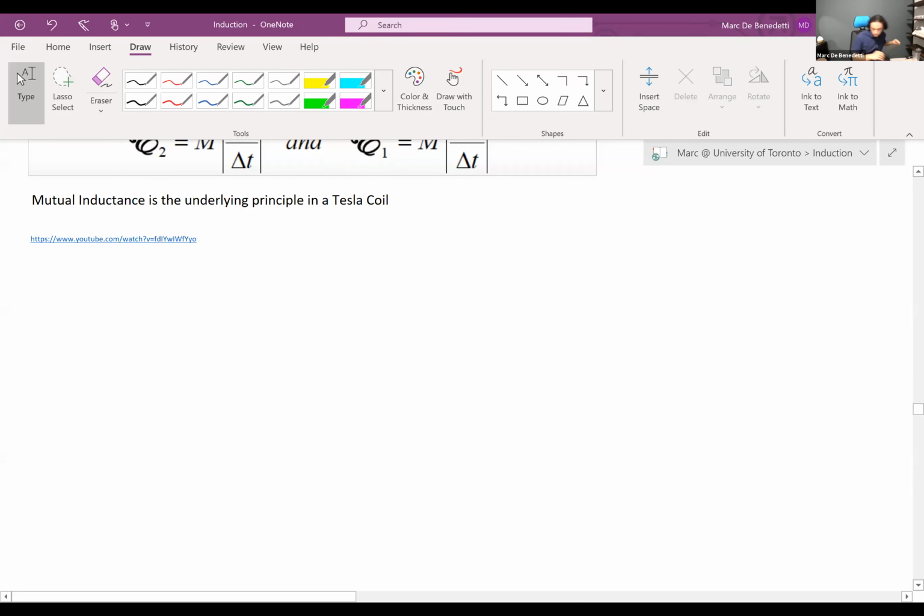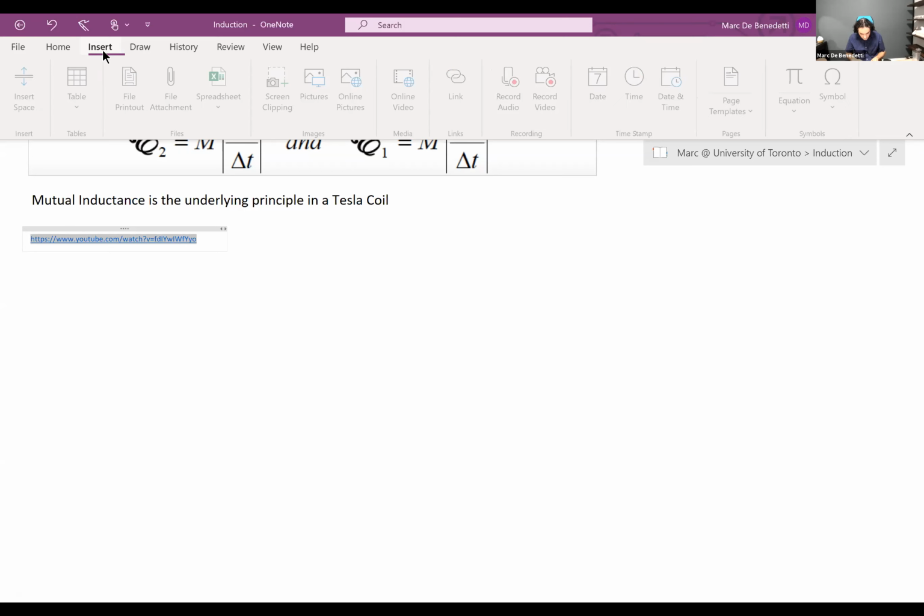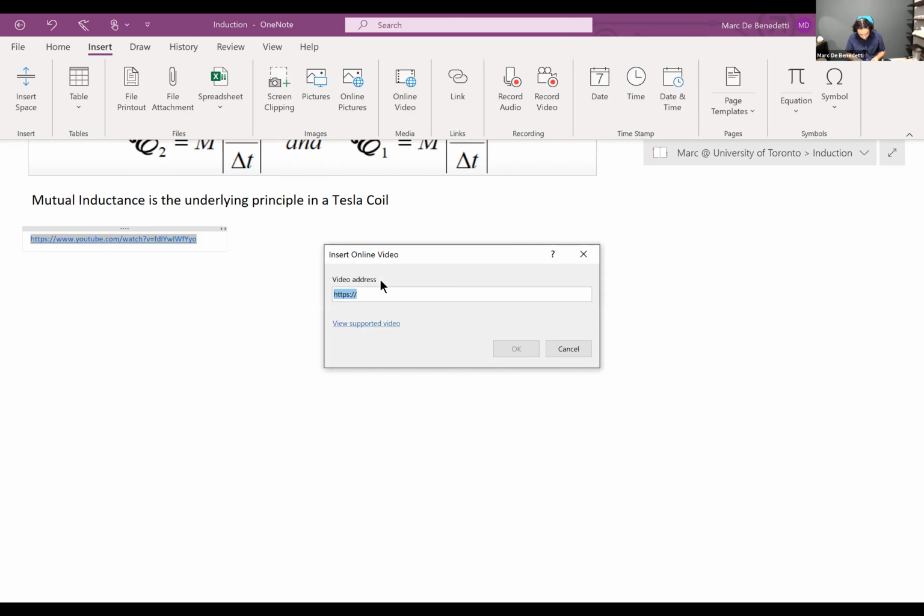Actually, I don't know why it didn't pop up. Hold on. I need the keyboard again for this. I don't know why it didn't pop up in here. Usually it does. But again, Windows, you can't always trust it to do what you want.